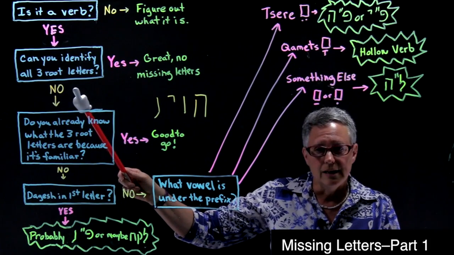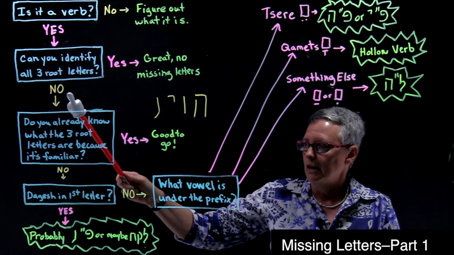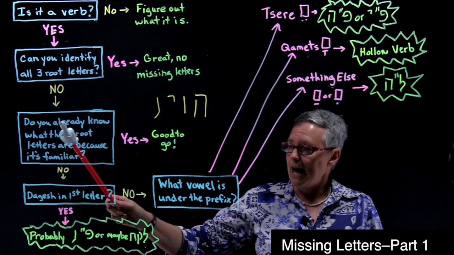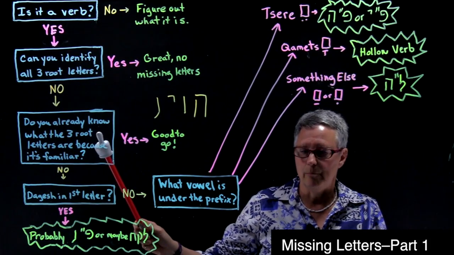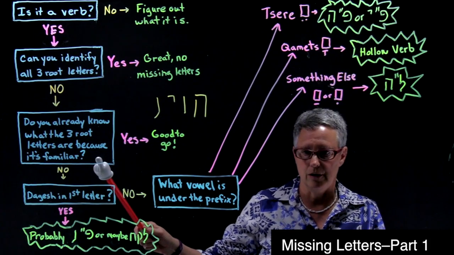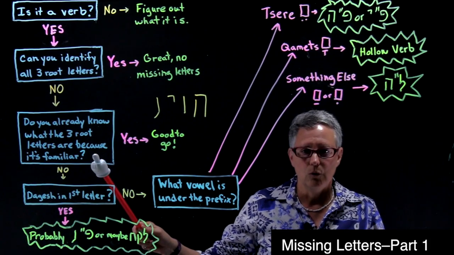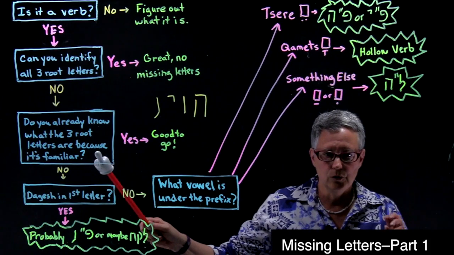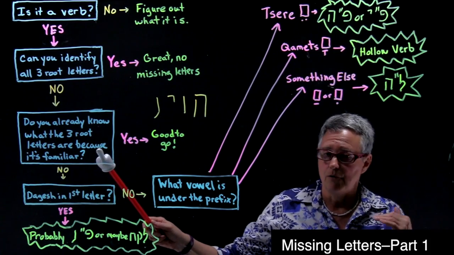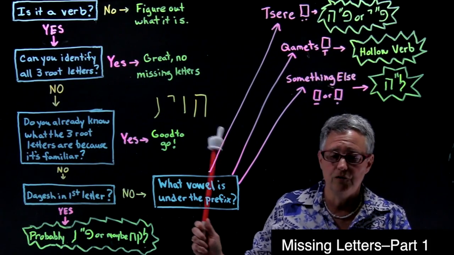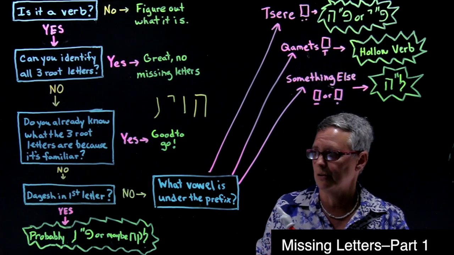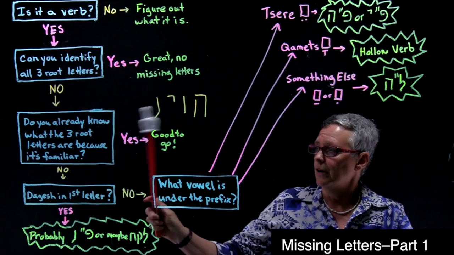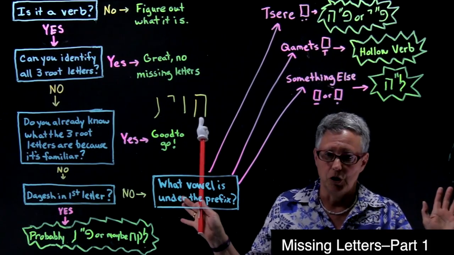If you cannot identify all 3 root letters, then ask yourself if you already know what the 3 root letters are because this word is familiar. There are several words that lose letters that are very common, and before long you will be able to recognize them even though all 3 root letters are not present. If you can recognize it, you're good to go.